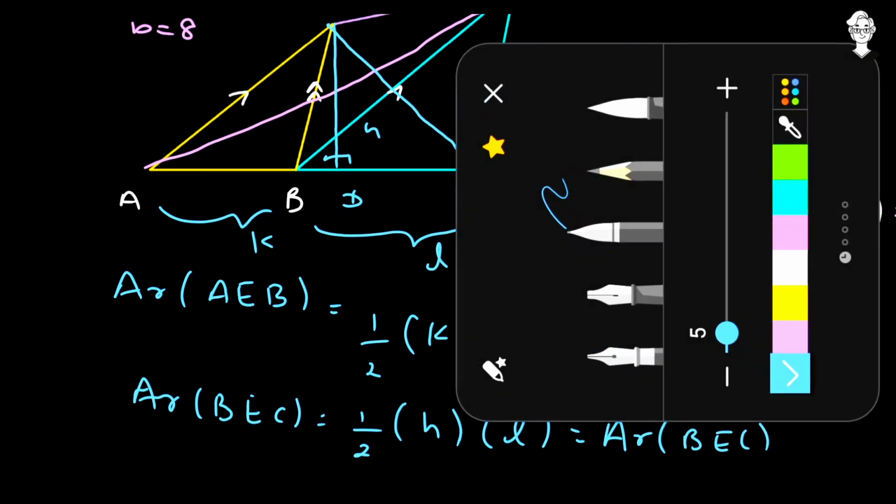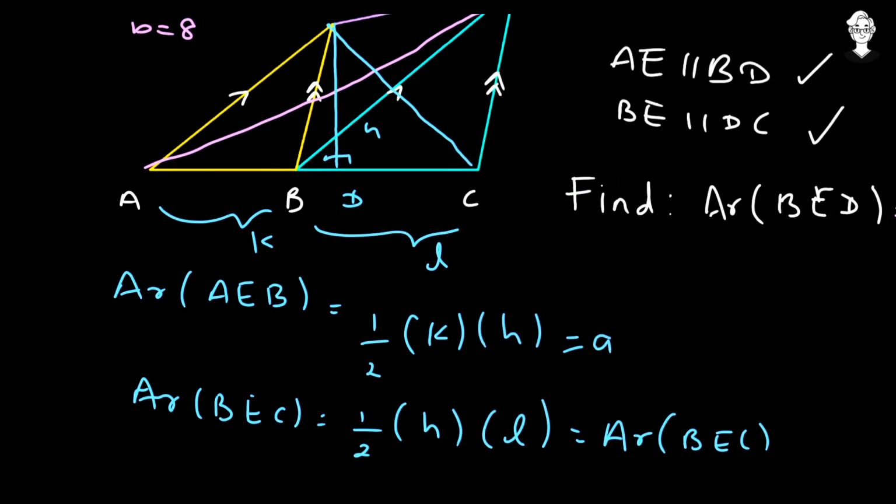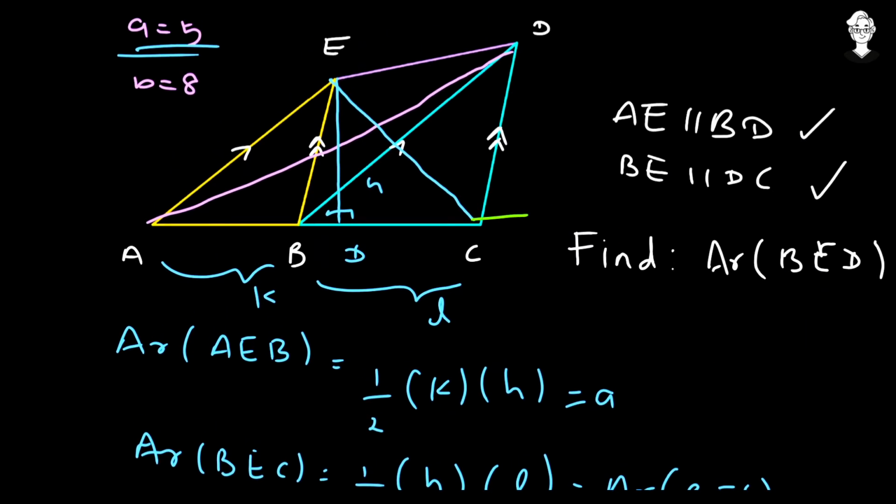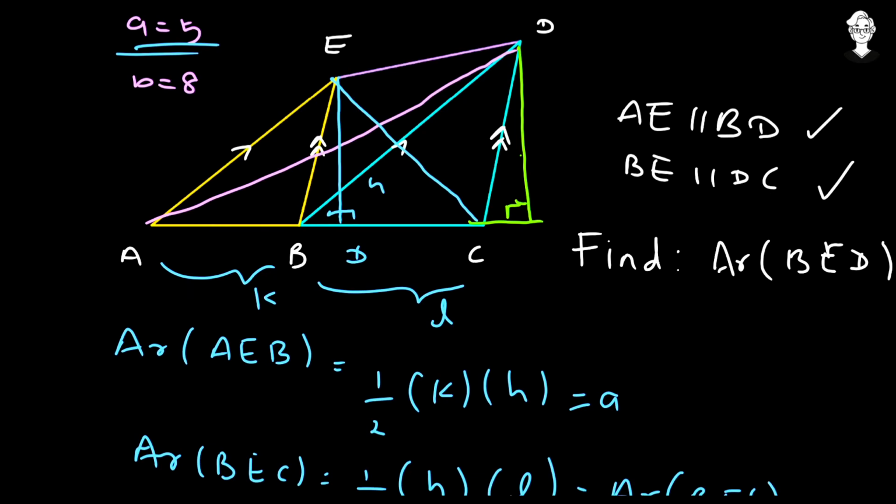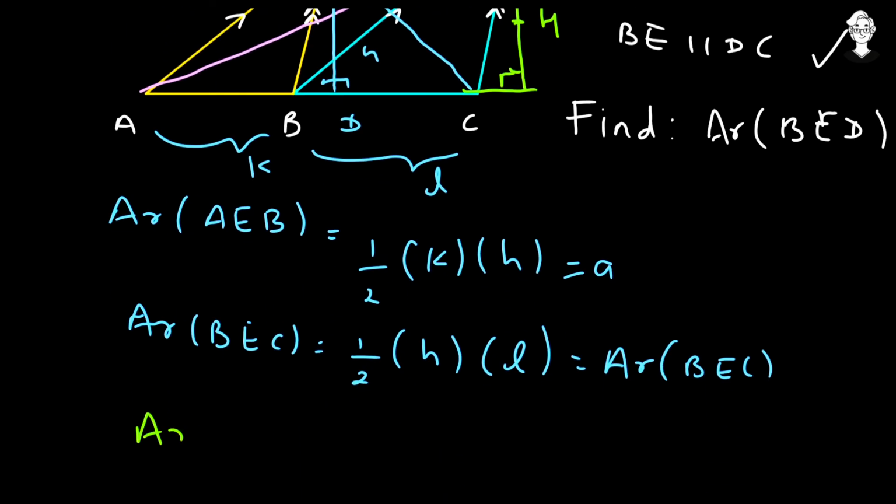Similarly, I have to draw another perpendicular, so let us do that. Now changing the color to green. For this we have to extend the base BC, and here's the perpendicular drawn. We have just extended the base and drawn the perpendicular, and let this be named capital H. So the area of triangle BDC is going to be half, its base is L, and its height is going to be the capital H.